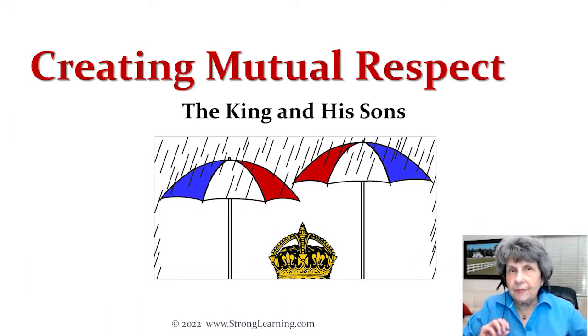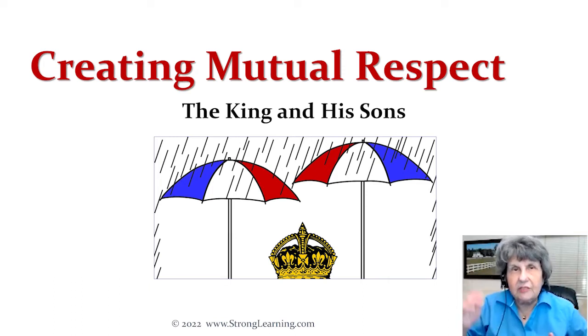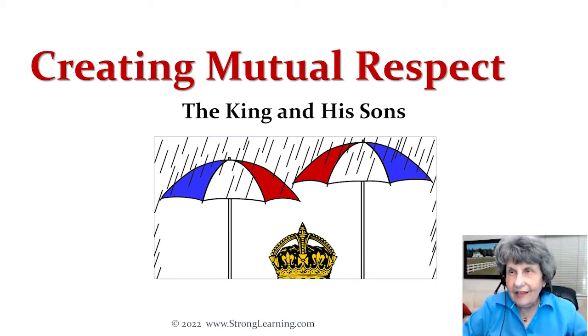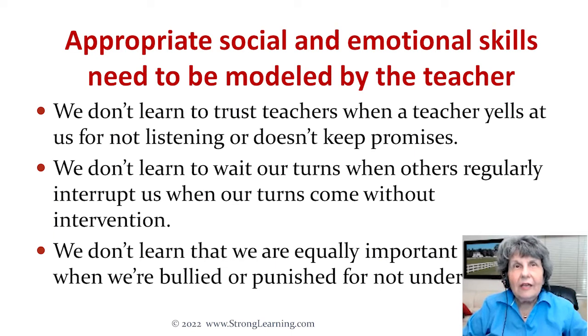Creating mutual respect. There's this very old story of the king, and he's walking with his 2 children, and it starts to rain. And he puts an umbrella over each son's head. And people stopped and they said, you're the king. They should be putting the umbrella over your head. He said, I'm teaching them respect. How will they know to respect themselves, respect others, if I don't show them the respect? So the appropriate social and emotional skills need to be modeled by the teacher.